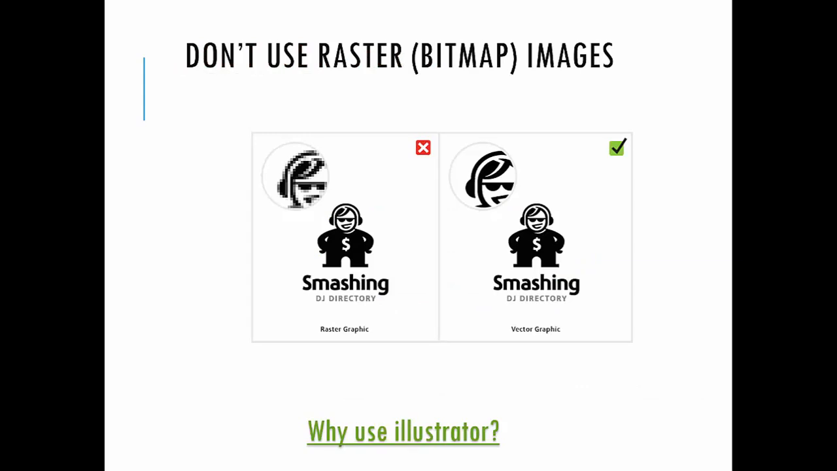The other thing is we don't want to use raster or bitmap images. Those would be photos, things that have pixels. We do not want that in the logo. We need to make sure that you have it in a vector format. So the logos that you're creating should only contain actual Illustrator files, Illustrator-created vector objects. That way, when they scale larger, you will not lose quality.